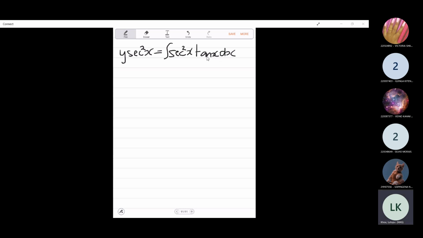Yeah, because this is u du. So we have y equals sec squared x is equal to tan squared x divided by 2, and then add our constant of integration. Then, as always, you can play around with it, rewrite it so that it looks a little bit better.